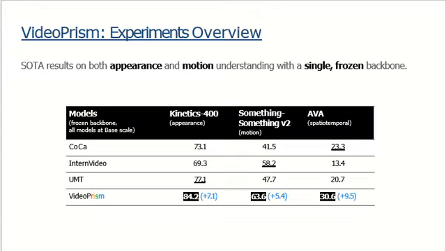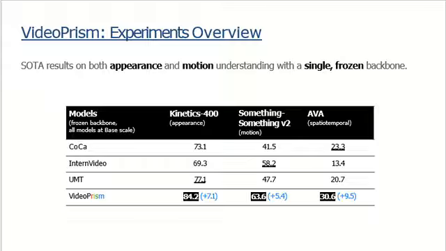Let's start with the direct comparison between VideoPrism and other strong models like CoCa, InternVideo, and UMT using a frozen backbone across three popular benchmarks. We see the performance across Kinetics 400 for appearance based classification, SSv2, which is for motion understanding, and AVA for spatiotemporal action localization.